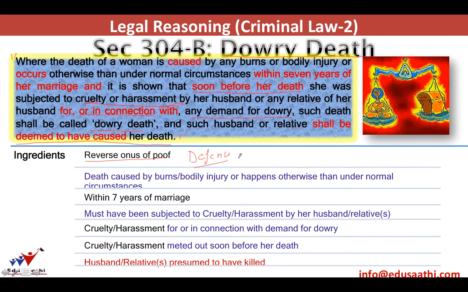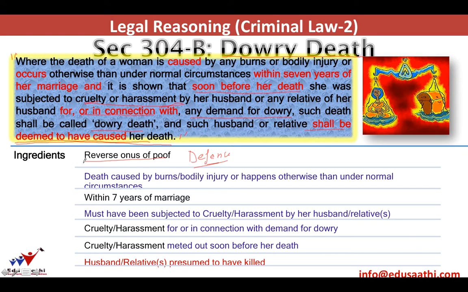The defendant has to prove that they have not caused her death, because the section itself provides they will be deemed to have caused death. In all the circumstances, if the woman dies within 7 years of her marriage and there's proof that she was tortured for dowry, then the defendant will be deemed guilty of causing her death. So the defense has the burden of proof.